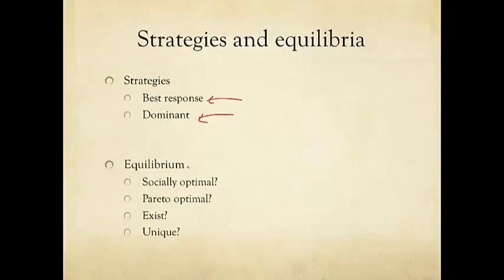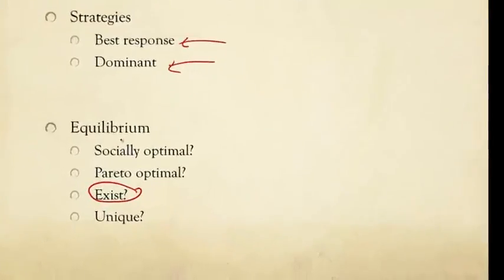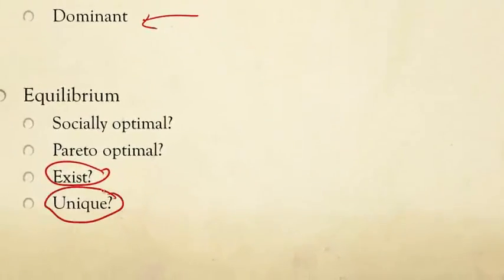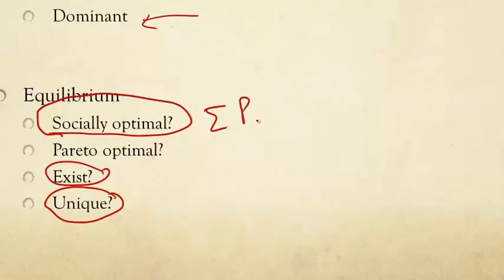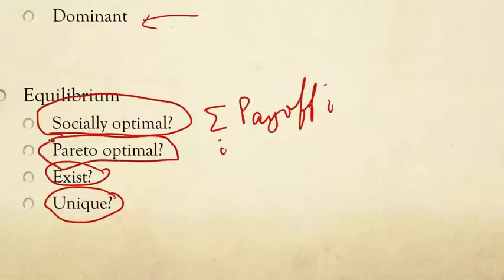So we see that Nash equilibria may not exist. Well, both examples we just saw, they exist. It may not be unique. It exists. We saw an example with two Nash equilibria. And none of the Nash equilibria might be socially optimal, maximizing the summation of payoffs, or even be Pareto optimal.